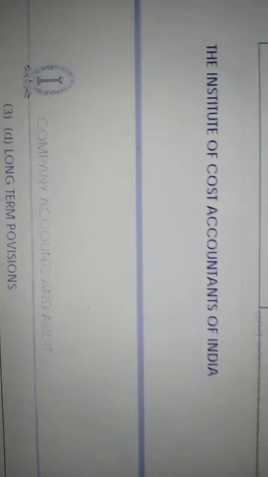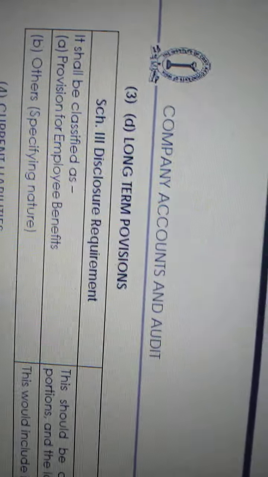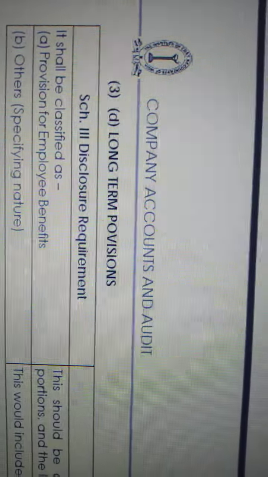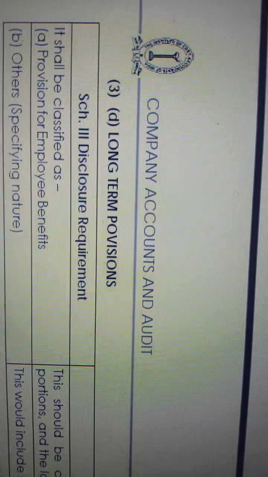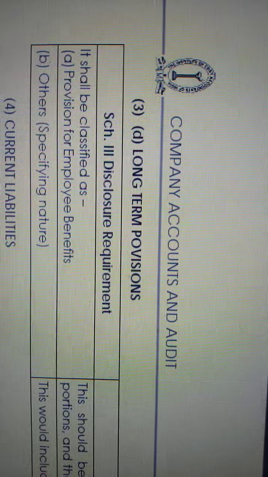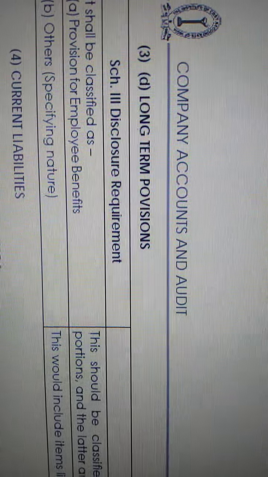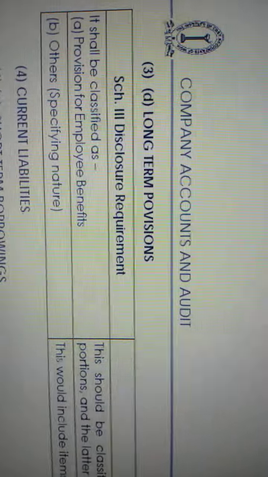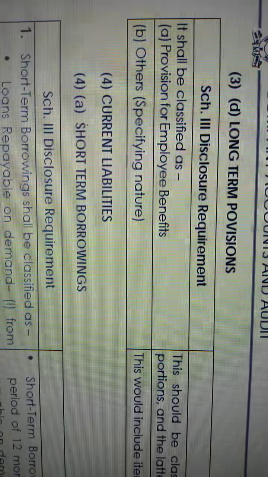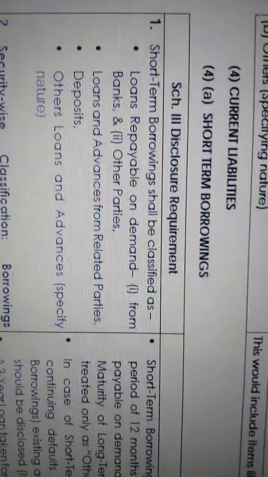Okay, and what is the next item? Long-term provision. Long-term provision is provision made for long-term taxation purposes or provision made for employees' PF benefit, ESI benefit, gratuity benefit, pension fund benefit. All these things are long-term provisions, which are not paid presently, which will be paid later. Okay. Current liability. Come to current liability.